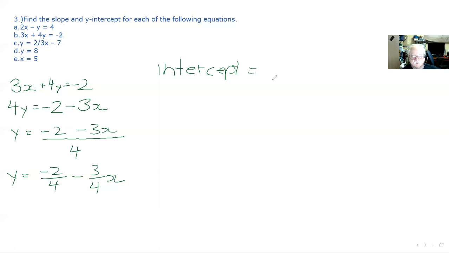And so we can now see our intercept is the number on its own, which is negative 2 over 4. But we can't leave this without simplifying it. It's got to be negative 1/2. And the slope equals negative 3/4. And that's all we need to find. The slope, negative 3/4, and the intercept negative 1/2. So let's do another one.